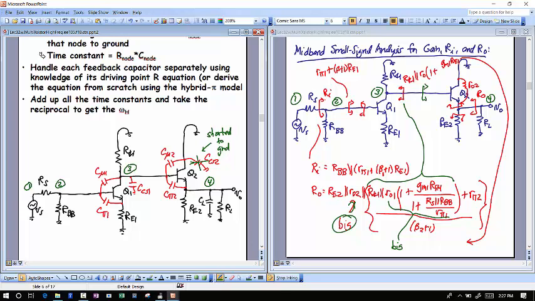Question: if we neglect CCS2 because it goes to ground, why do we keep CCS1? I'm sorry, it's going to ground here, but it's in parallel with a short to ground. Oh, yeah, it's been shorted out, is what it is.